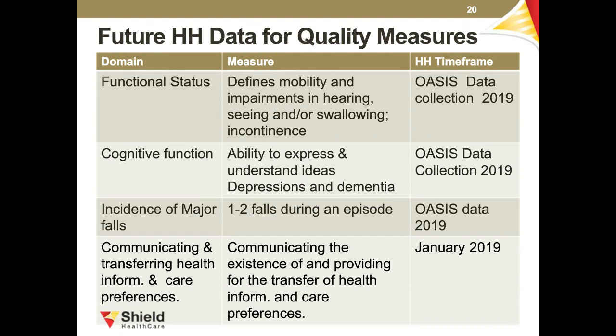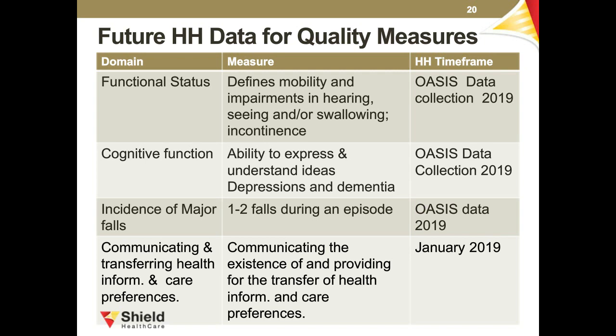Well, I mentioned that some of these things are going to come in over time. So our future home health data for quality measures, not counted this year, most of this is actually going to start being collected. It's collected during these time intervals. And in fact, there are a number of measures being evaluated now as to whether they're appropriate or not. But officially, the Oasis data collection will begin in 2019 for home health, for functional status, which is going to be mobility and the impairments in hearing, seeing, swallowing, and incontinence, cognitive function, looking at the ability to express and understand ideas, depression and dementia, the incidence of major falls.